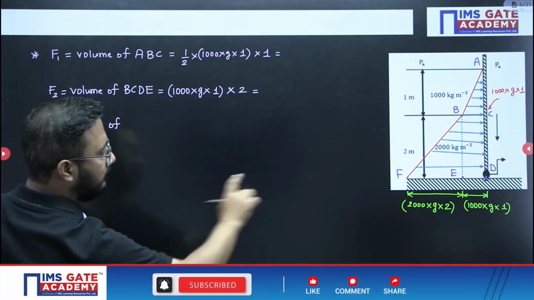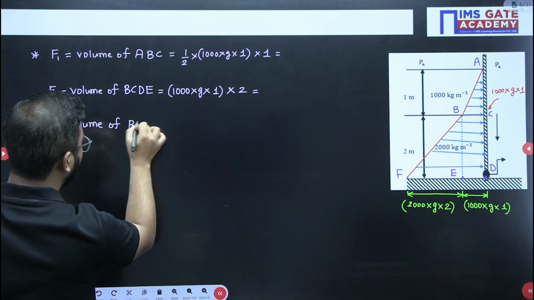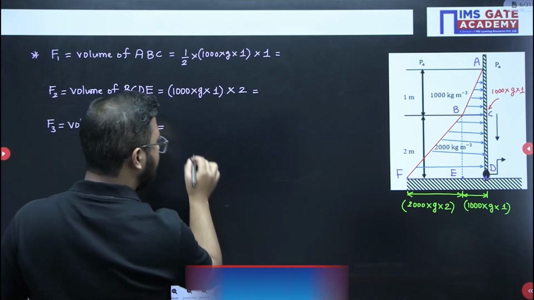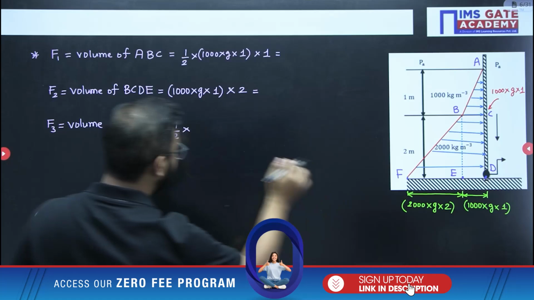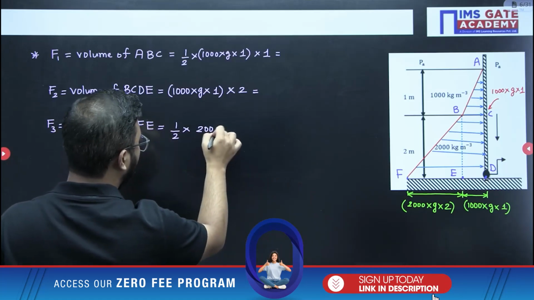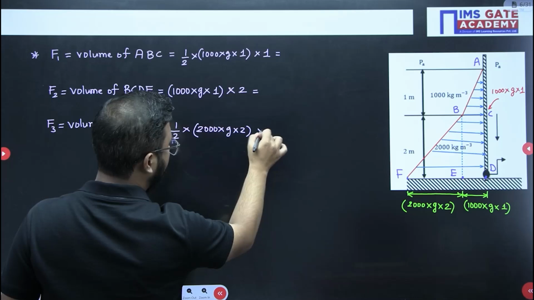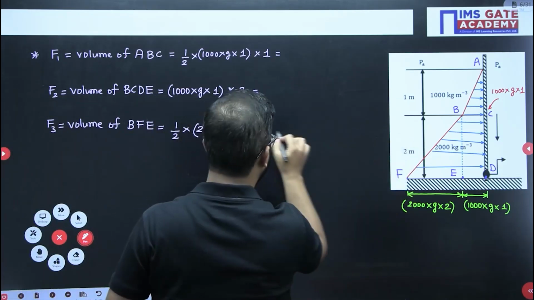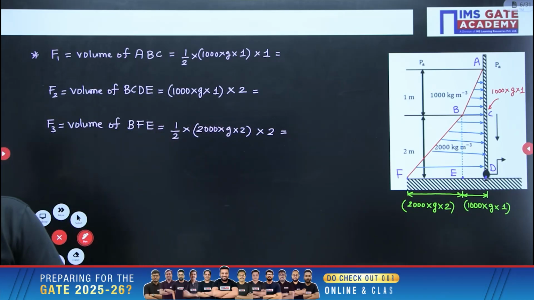Volume of BFE. Again a triangle, half base into height. Base will be this 2000 into g, and remember this part, that is the base, then the height will be 2 only. Now this calculation we can easily perform, right?